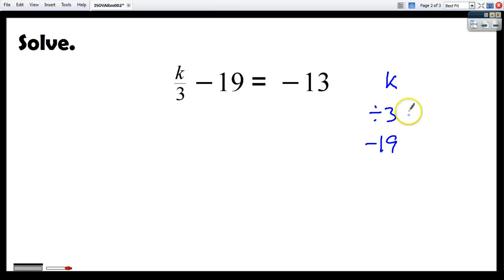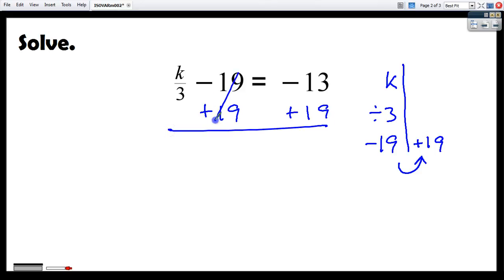Okay, so now what we're going to do is we're going to go in reverse order. In order to get to where we are now with this equation, the last thing they did was subtract 19. So if I pull a U-turn and I undo that last move, my first move becomes to add 19. So plus 19. What I do to one side of the equal sign, I do it to the other.